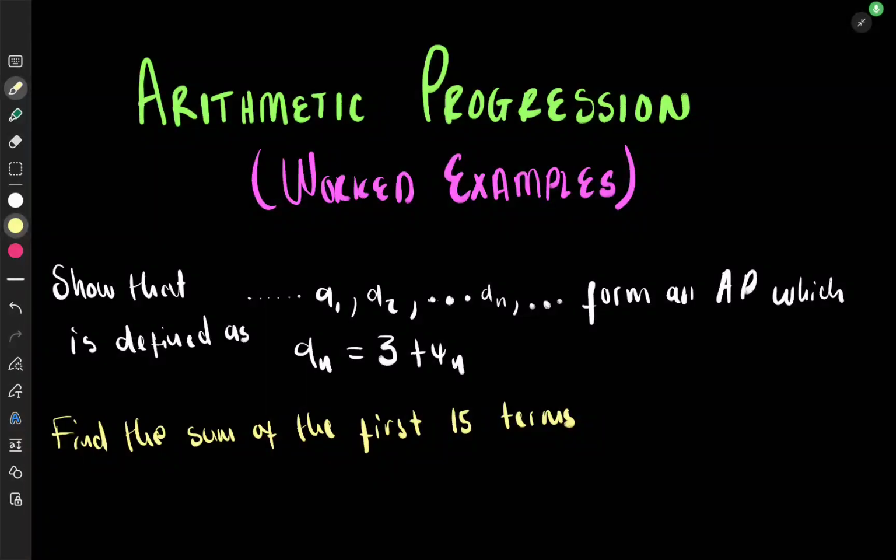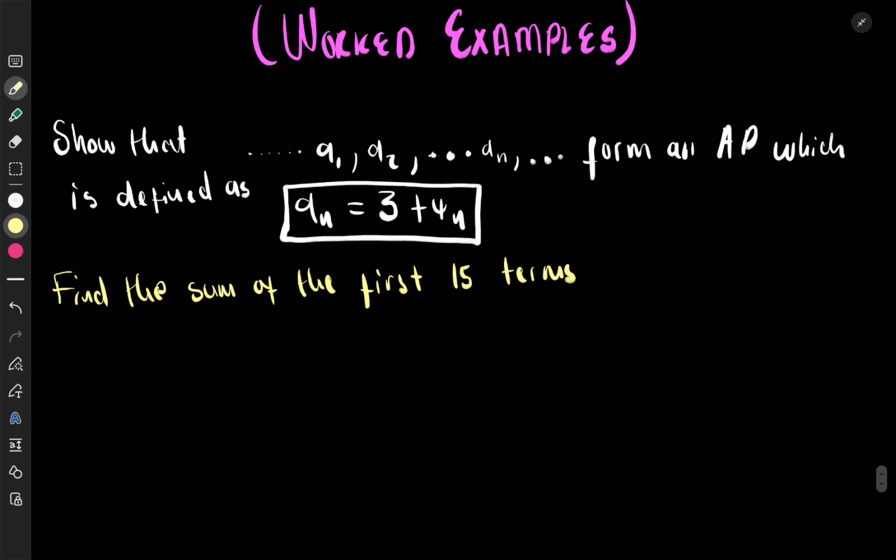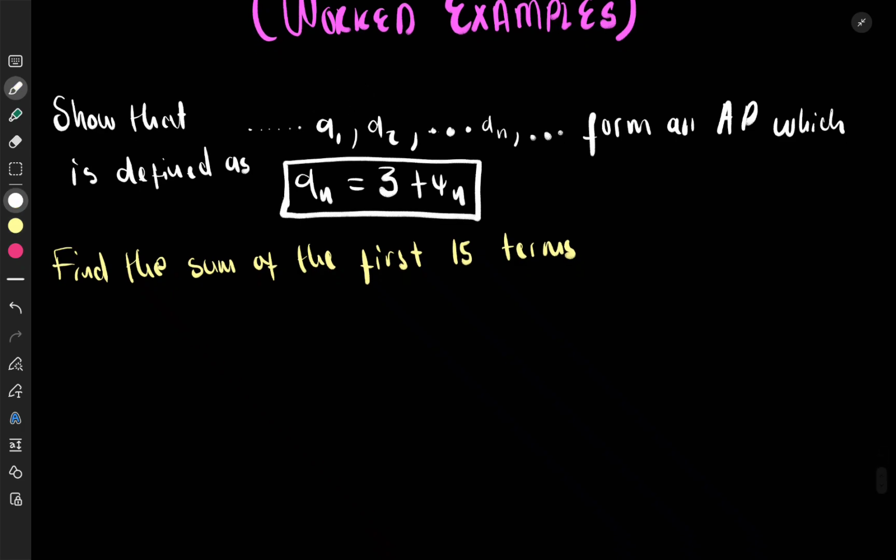Let's do another very simple question, let's see how it goes. It says show that A1, A2, keeps going up to AN, form an AP which is defined as... So here they've given us the formula for the AP, and then they said find the sum of this. I know that they said show that A1, A2, keep going is an AP.